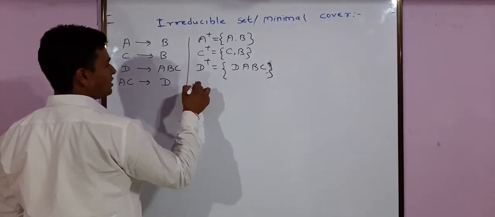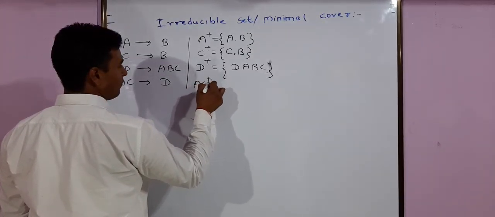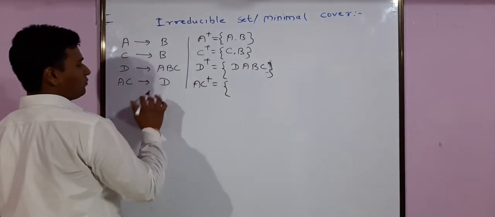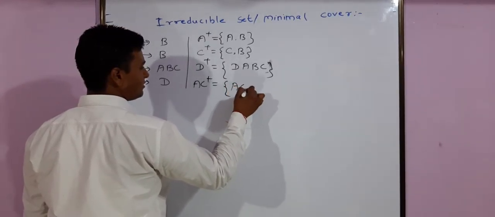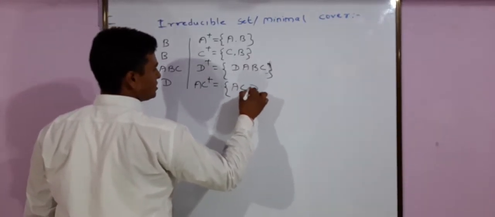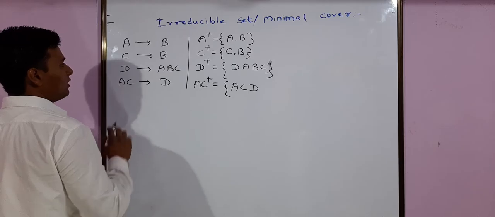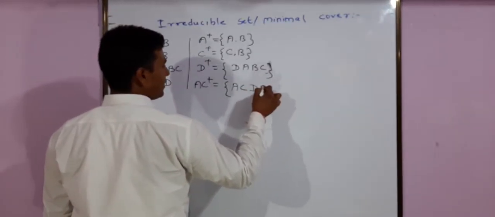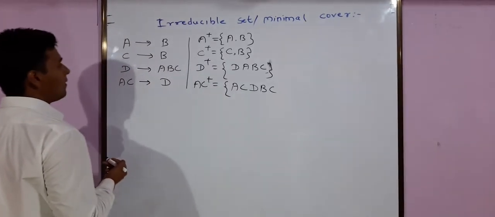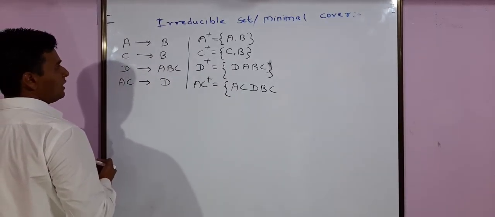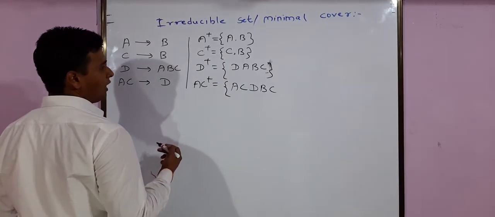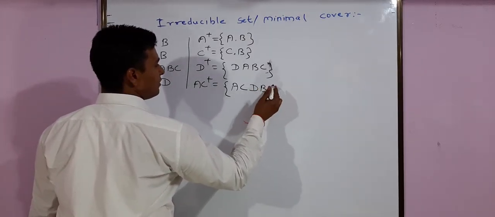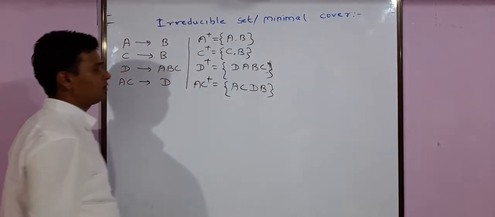Then I will find out AC closure. That will be equal to, now AC determines AC itself. AC determines D. Now here D determines A, B, C. So A is already present. I can write down here B, C, and C determines B is present. A, B, C, D all are present here, C is repeated, so I will remove, and this is the closure set of attributes.